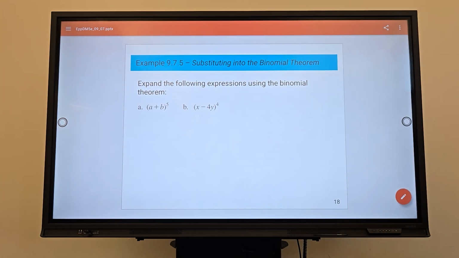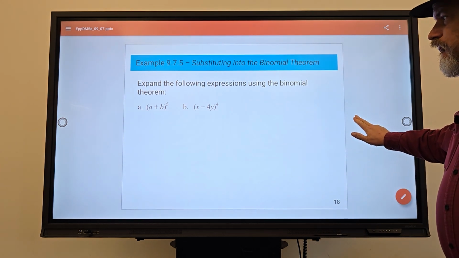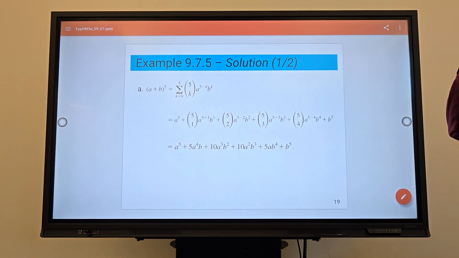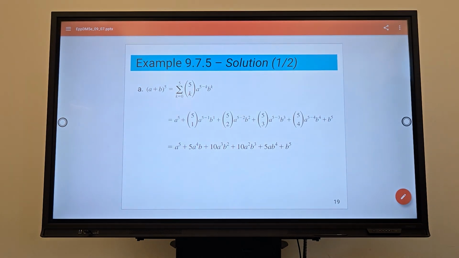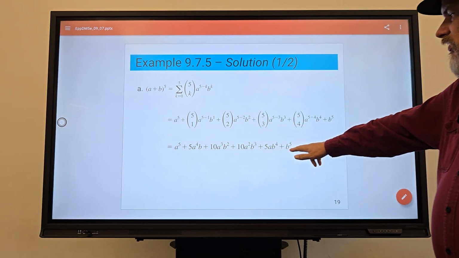Expand the following expressions using the binomial theorem. Well, just look at the first one. A plus b to the fifth is the summation with k from 0 to 5 of 5 choose k times a to the 5 minus k times b to the k, expanded out using the combinatorial notation. Multiply those out, you get this here.